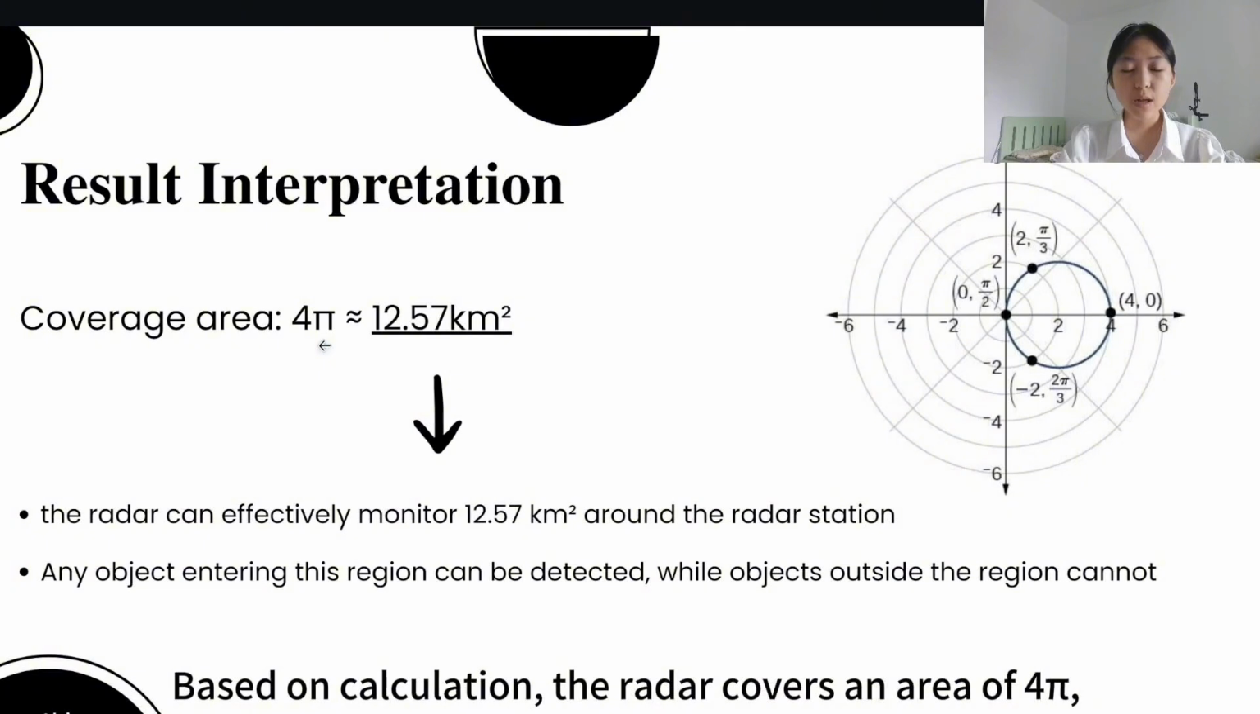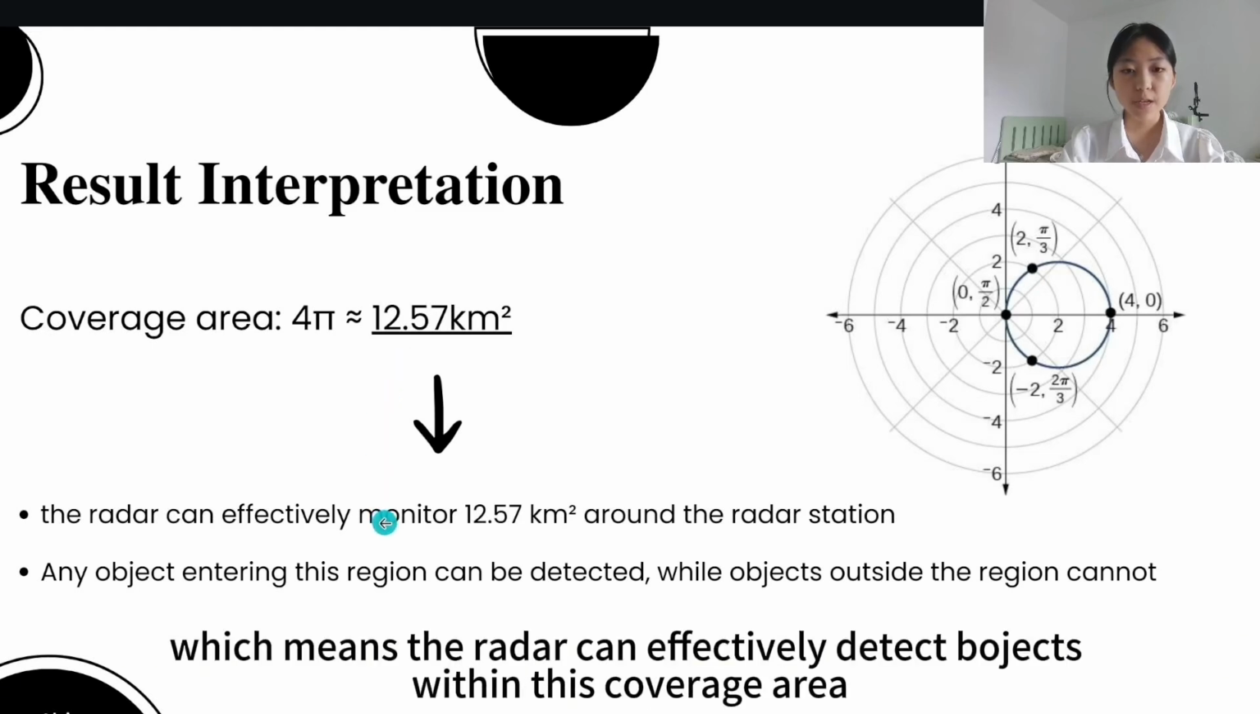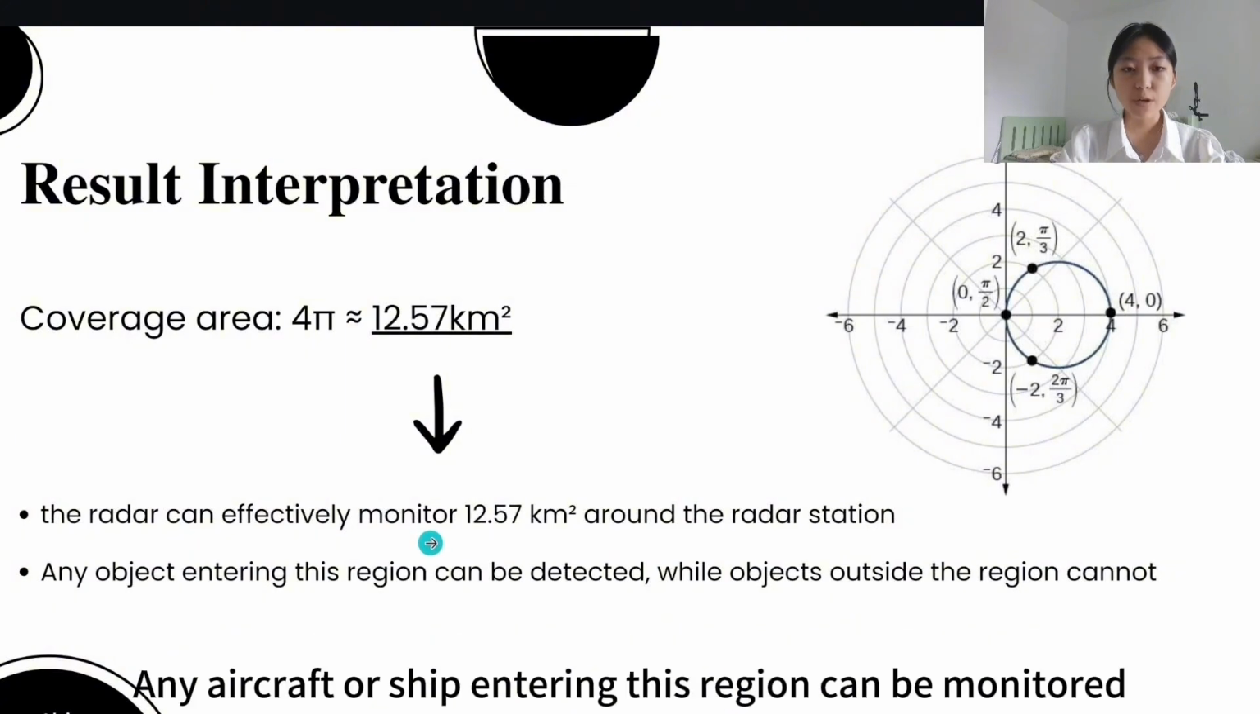In the following part, I will explain the result analysis of our radar coverage model. Based on calculation, the radar covers an area of 4 pi, approximately 12.57 square kilometers, which means the radar can effectively detect objects within this coverage area. Any aircraft or ship entering this region can be monitored.